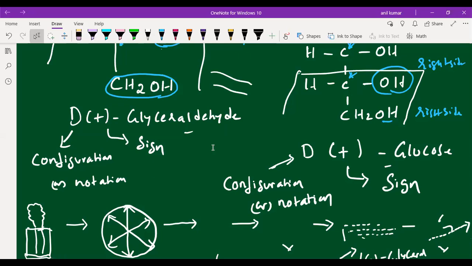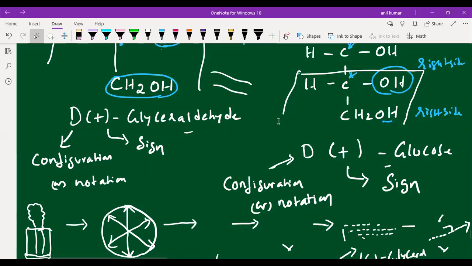Configuration or notation we can assign by seeing the molecule. Okay, and plus and minus, that we can assign by seeing the optical rotation. Plus and minus we can see by the optical rotation.